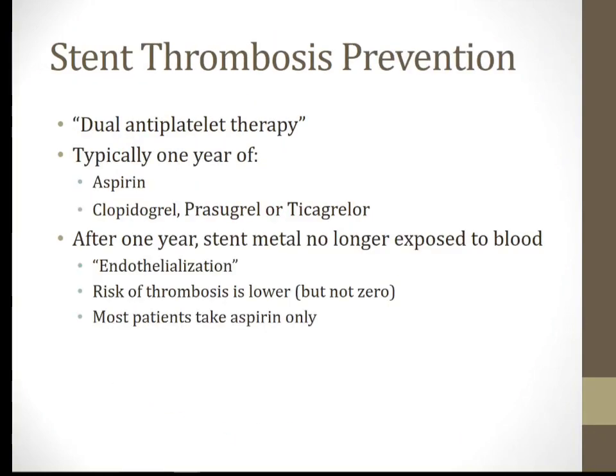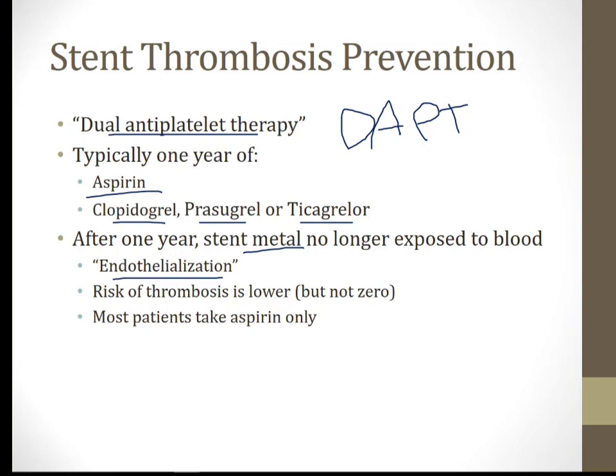To prevent stent thrombosis, dual antiplatelet therapy, or DAPT, is often administered for 1 year. DAPT includes 1 year of aspirin and another antiplatelet drug such as clopidogrel, prasugrel, or ticagrelor. Now, after 1 year, the stent metal is usually no longer exposed to the blood. A process called endothelialization occurs where tissue grows over the metal struts. At this point, the risk of thrombosis is lower, although it's not zero.